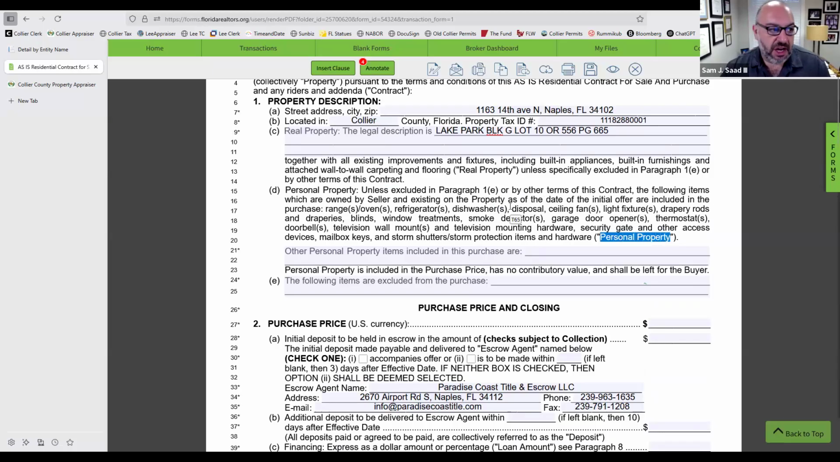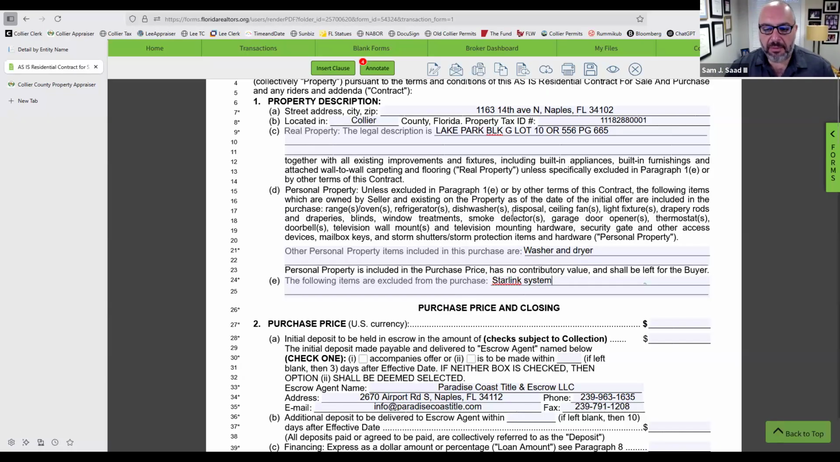And this is not a detailed contracts class. This is how to fill in the contract, so I'm not getting into all the details, but just know that if you want my washer and dryer, you have to type it into other personal property included in this purchase. If I want to take the Wi-Fi system with me, we'll call it the Starlink, which I do not have, but we'll just pretend. Starlink system. Under paragraph E, these are the items that are excluded from the purchase.